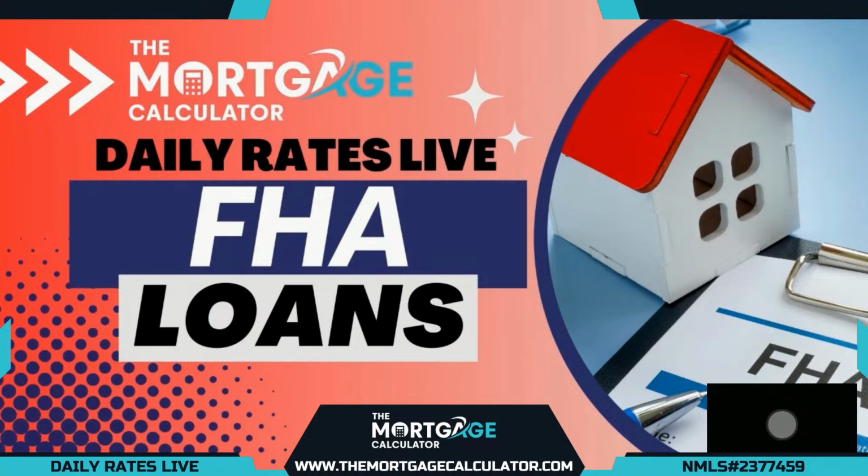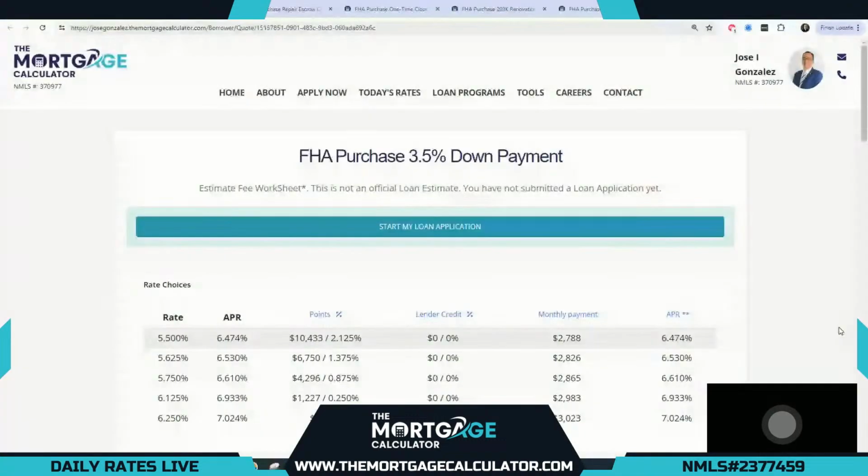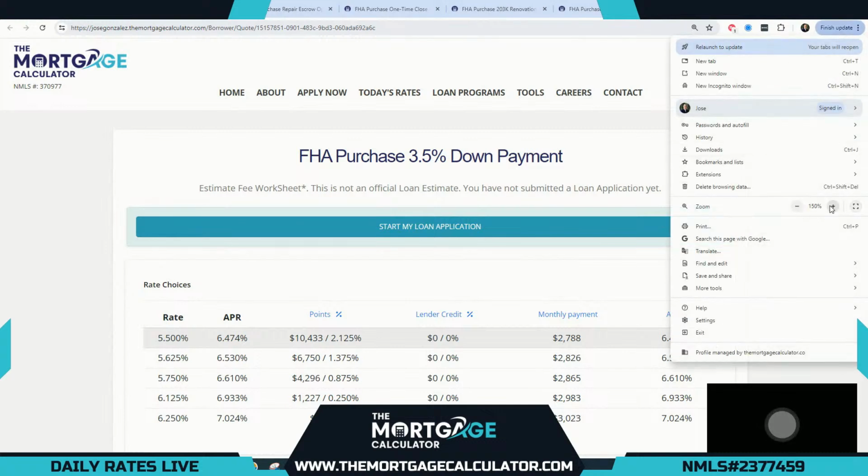And on top of that, you have 3.5% down payment versus 5% for your standard conventional loan when it's not a first-time home buyer and when it's not one of the affordable Home Possible or Home Ready loan options. So let's go ahead and share our FHA loan options for you today, because you can see we are hitting it out of the park. Let me make this a little bit bigger for everybody.